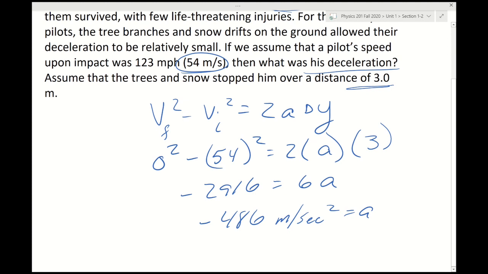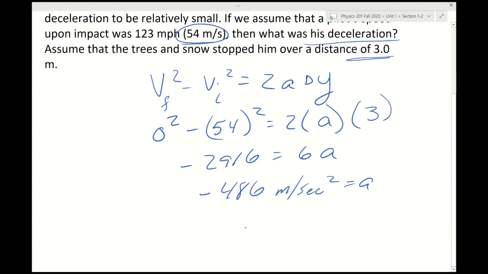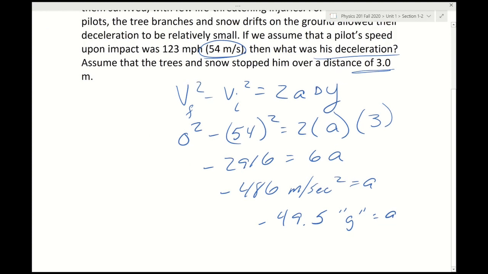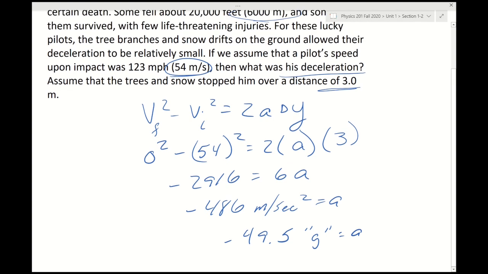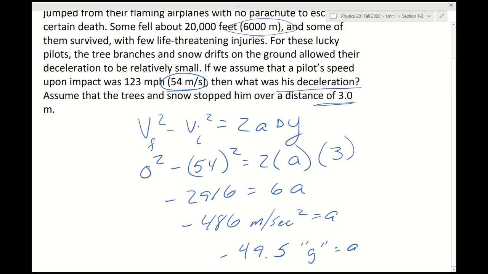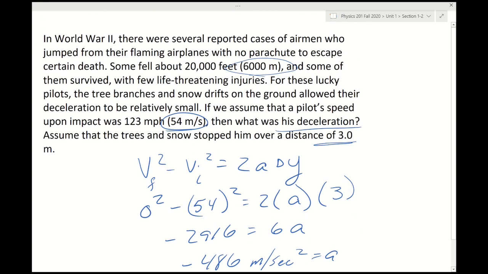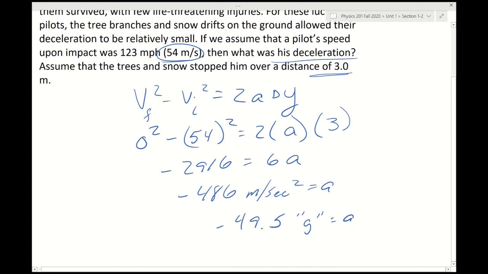So that's a pretty good acceleration. If you put that in terms of g, that works out to be about a negative 49.5 g. Okay, so that's some significant acceleration or deceleration. The fact that they only ended up with a small amount of injuries, and small amount being non-life threatening, is pretty remarkable.